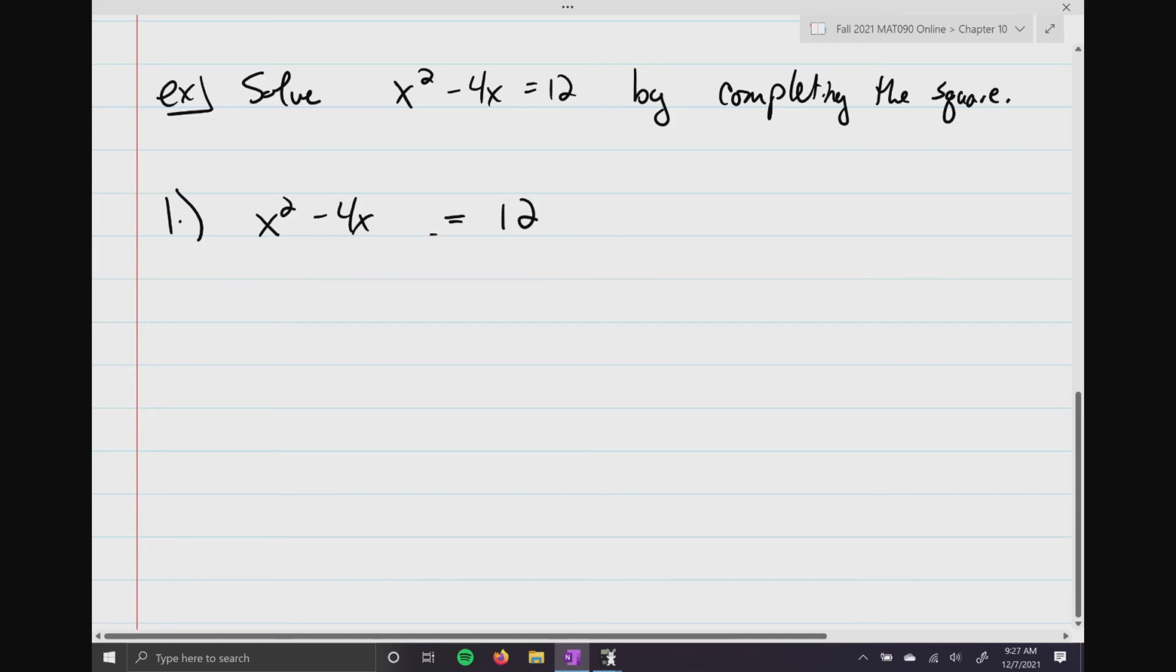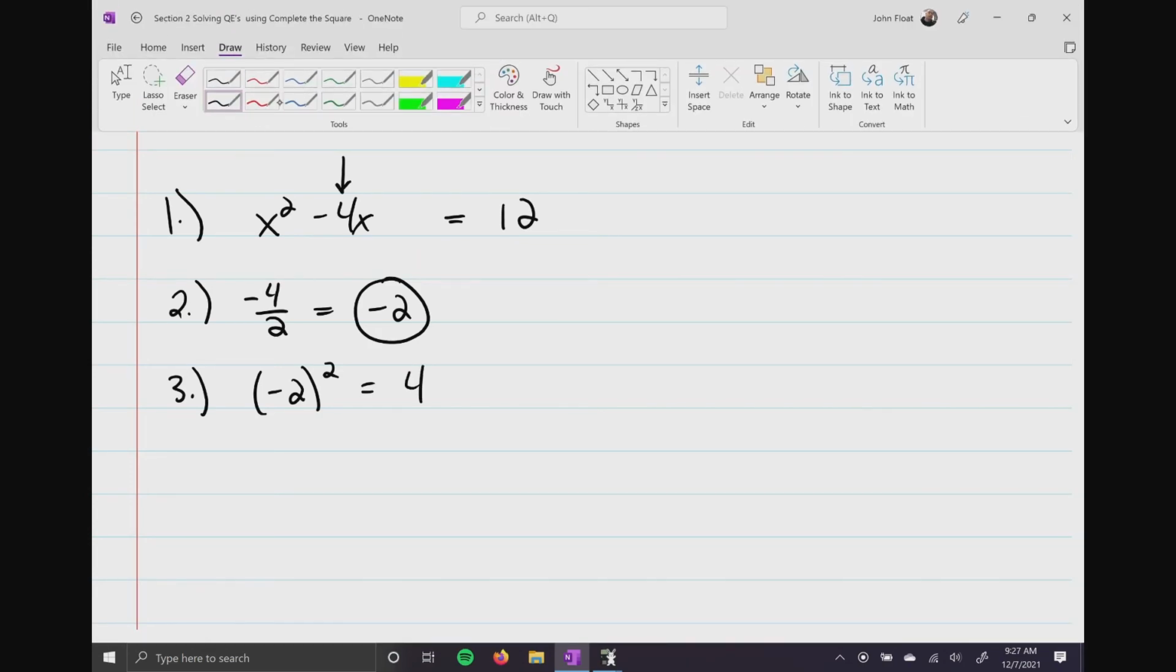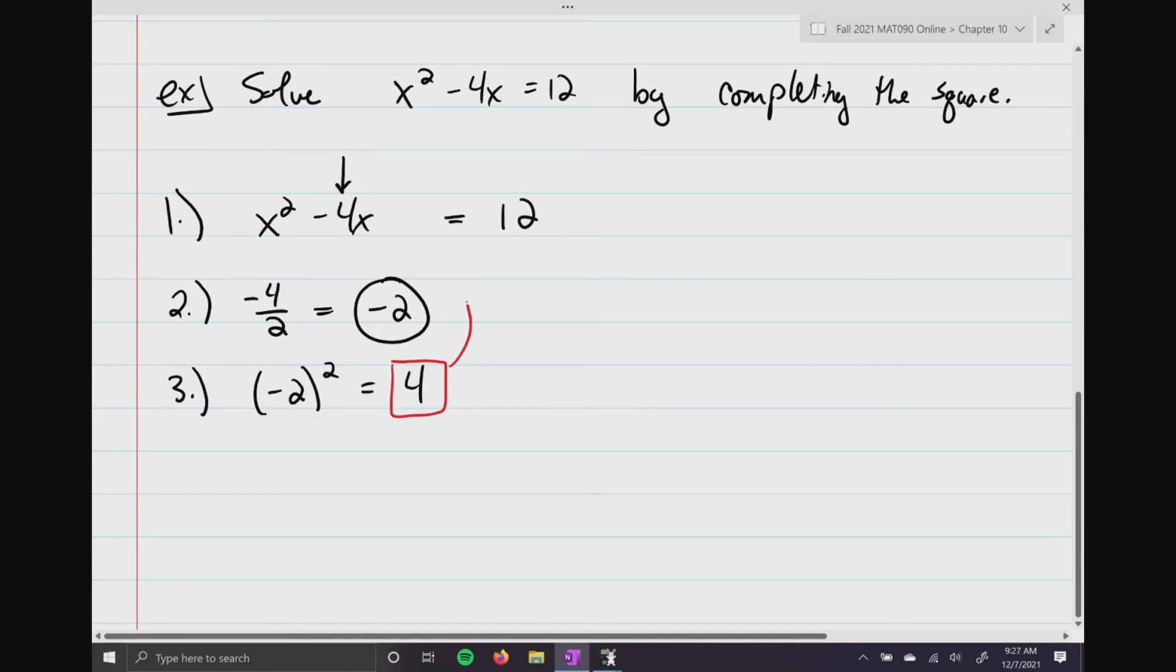Now, step 2. We take the b term, which is negative 4, that b coefficient, and we divide it by 2, and then we circle it. Step 3, we take the result from the previous step, negative 2, put it in parentheses and square it, and that's going to equal 4. Now, this number 4 is what we add to both sides of the equation. You will always add it to both sides. So what we have here is x squared minus 4x plus 4 equals 16.